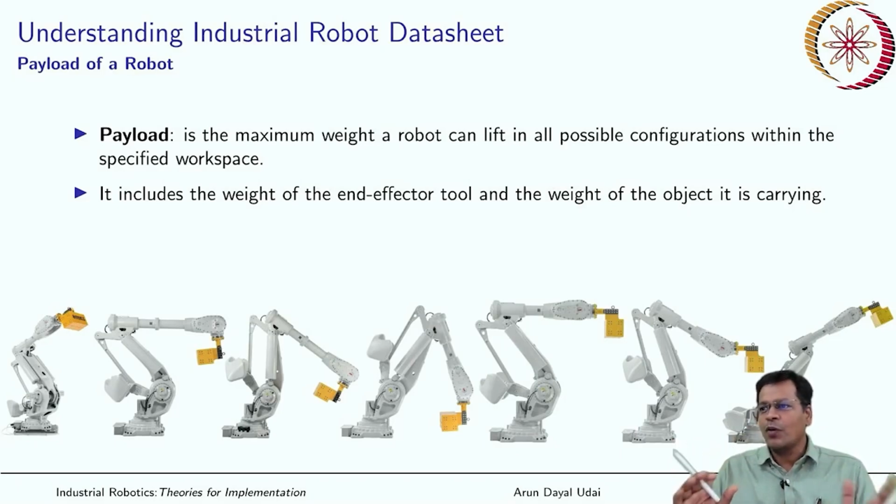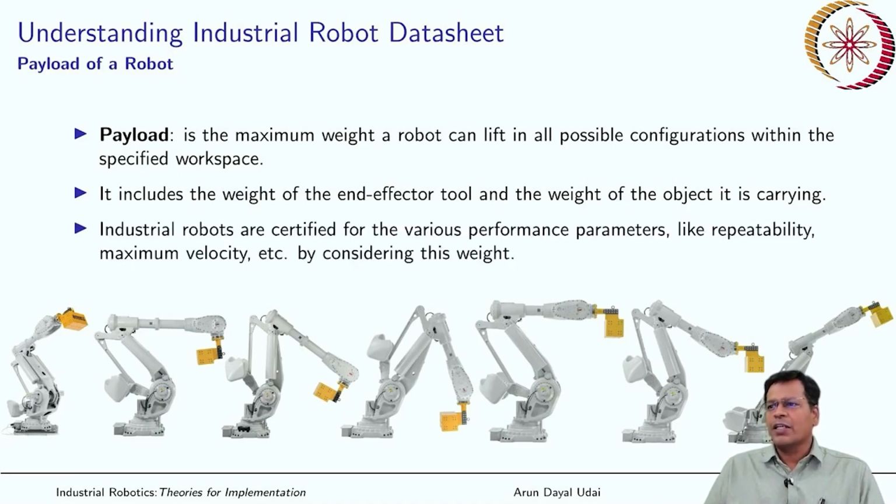Got it? So the payload which is specified by the manufacturer excludes that. So whatever payload I am going to carry also includes the gripper itself, which becomes part of the payload for that kind of robot or any robot. Yes, industrial robots are certified for various performance parameters, like repeatability.